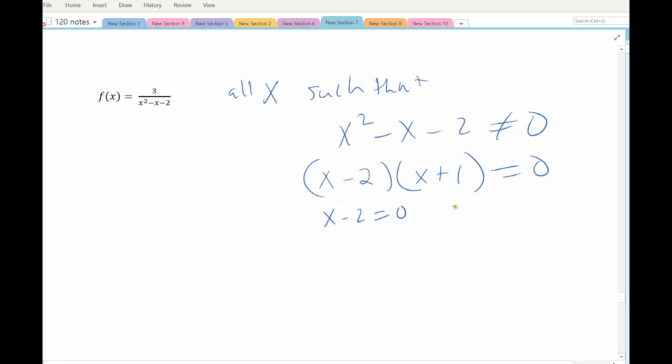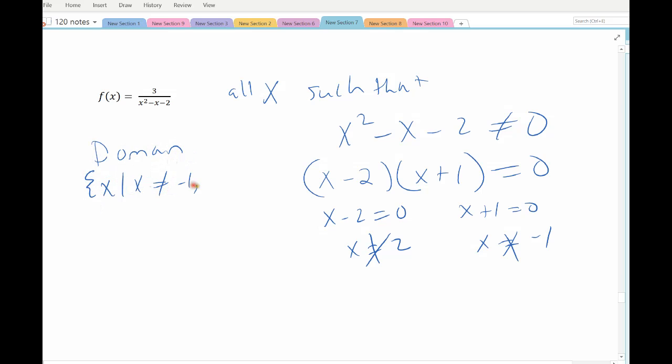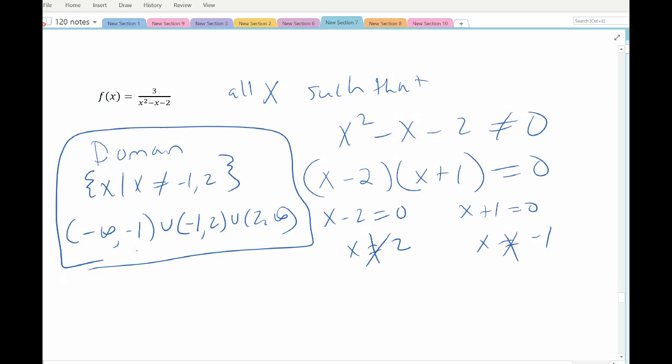We set each of those factors equal to 0, and so 2 is a zero, and negative 1 is a zero. Remember, we want to throw those out. I can't plug in 2, and I can't plug in negative 1, because that would give me division by 0, so my domain is everything but those. Every x such that x cannot be negative 1 or 2, or in interval notation, everything between negative infinity and negative 1, or between negative 1 and 2, or from 2 to infinity. And there's my domain. So that's applications of quadratics, finding the zeros in domain cases.